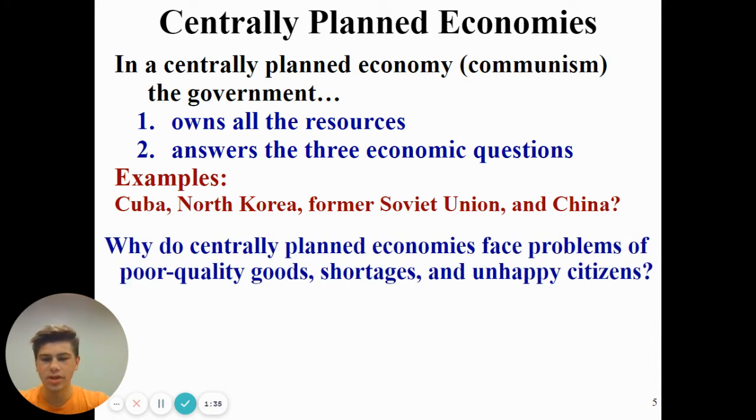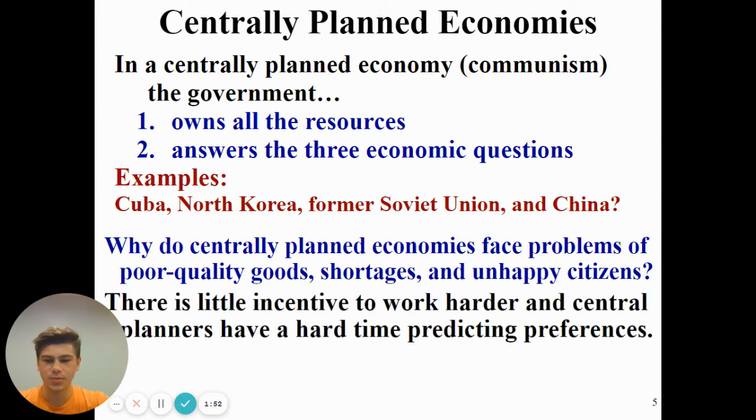And the big problem with centrally planned economies is that you don't have good quality goods. They're going to be very low quality. You're often not going to have enough of what the citizens are desiring. You're going to have a shortage in quantity, and therefore you're going to have unhappy citizens.